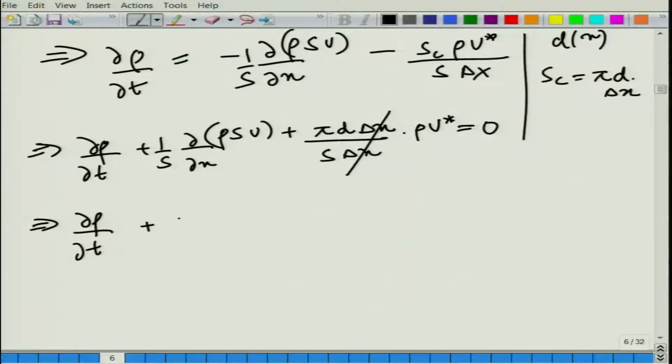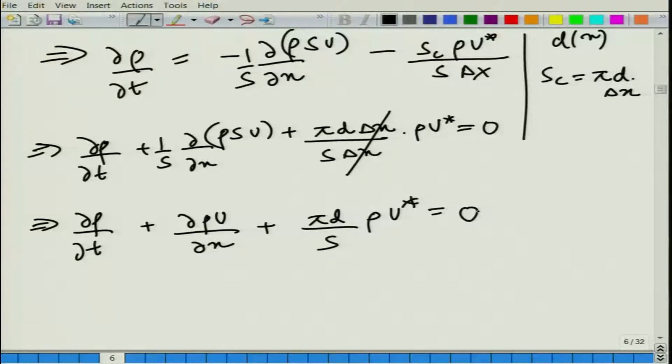So, this gets cancelled and you are left with the familiar thing, pi d squared into rho u star is equal to 0. Okay. So, we need to simplify this further, and for that we will assume that rho is rho naught, the ambient density, plus rho tilde. Okay. And let us assume, like I said, a stationary medium.